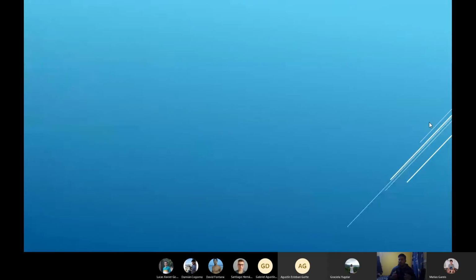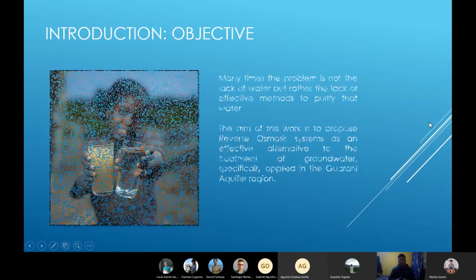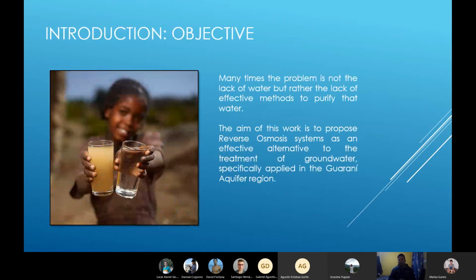It is important to differentiate between the lack of water and the lack of effective methods to purify water. Usually, there is a water source anywhere, but many times we don't know how to treat it, to purify it. The aim of this paper is to propose reverse osmosis as a great alternative to the treatment of groundwater, and especially applied in our region, the Argentinian littoral.